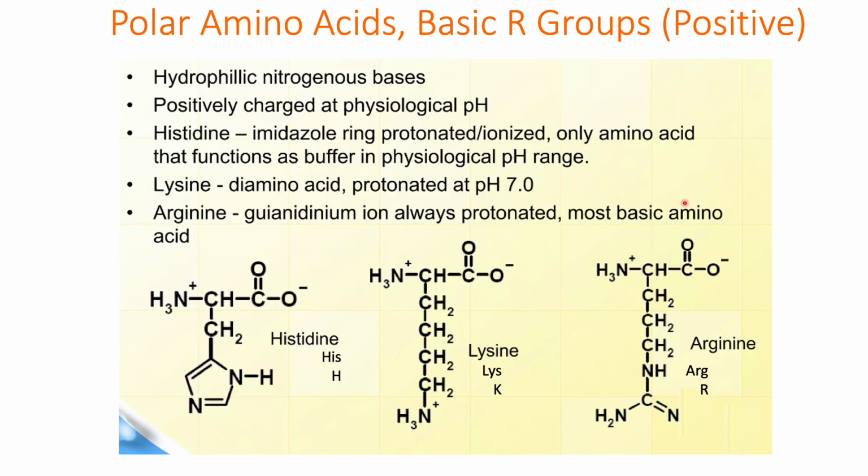Then there are 3 polar basic amino acids. Again, they're hydrophilic and have nitrogenous bases in their R group. They are positively charged at physiological pH. The 3 polar basic amino acids are histidine, which has an imidazole ring, lysine, and then arginine. It has a guanidium ion. This part is the guanidium ion. These 3 are the polar basic amino acids. Of these, arginine is the most basic amino acid.